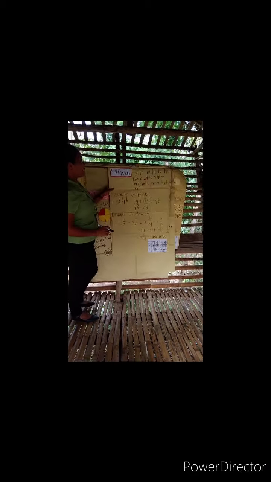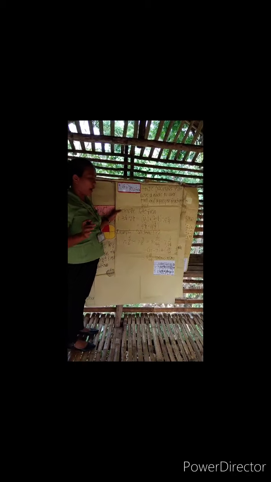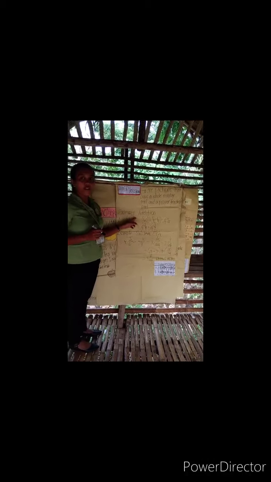Okay. Mixed fractions, class. Mixed fractions are fractions that have a whole number part and a proper fraction part. I have here an example of addition of mixed fractions. Here, class, the whole numbers are 3 and 1. Then the proper fractions, class, are 1/4 and 1/4.